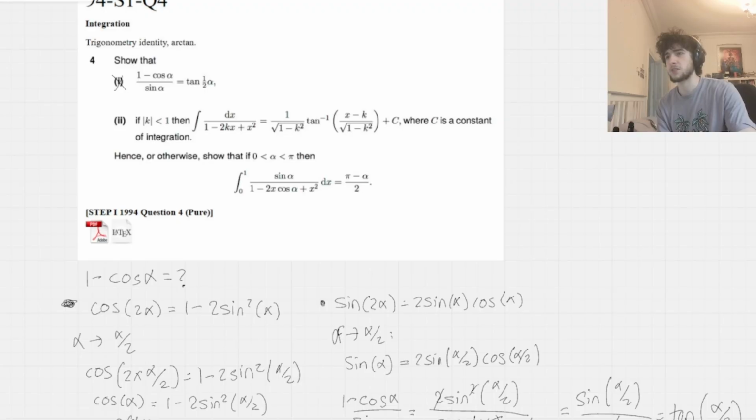Okay, hence or otherwise show that if 0 is less than alpha is less than pi, then this definite integral is equal to pi minus alpha. Did I say a? I mean alpha. If 0 is less than alpha is less than pi, then this definite integral is equal to (pi minus alpha) over 2. Okay?